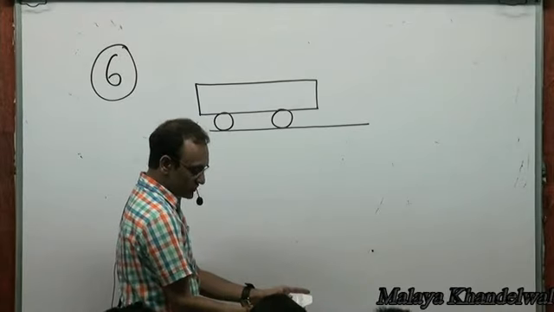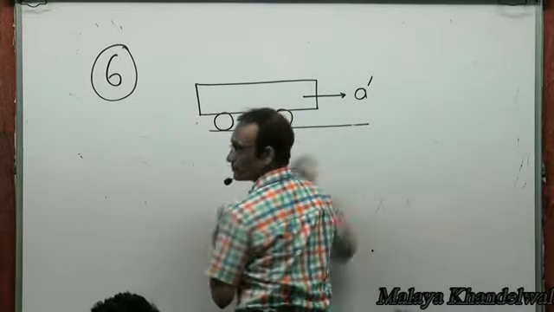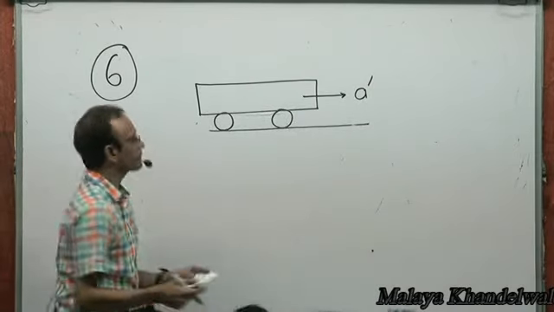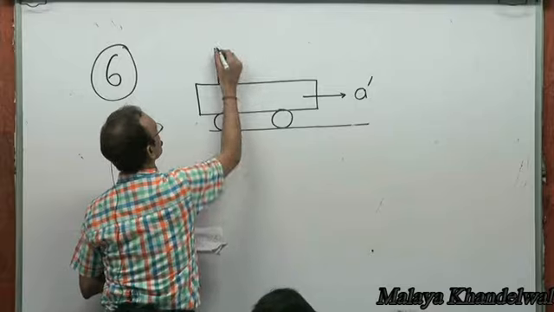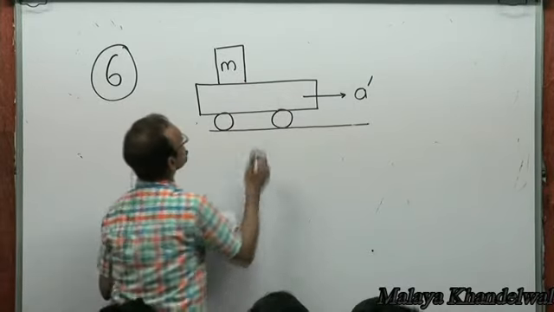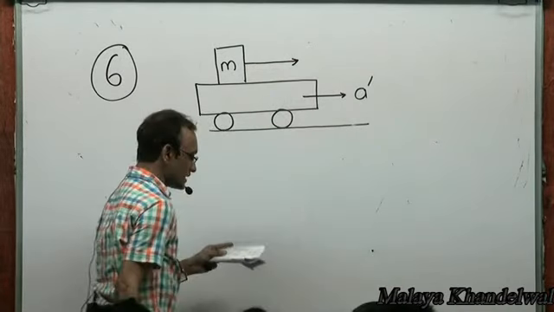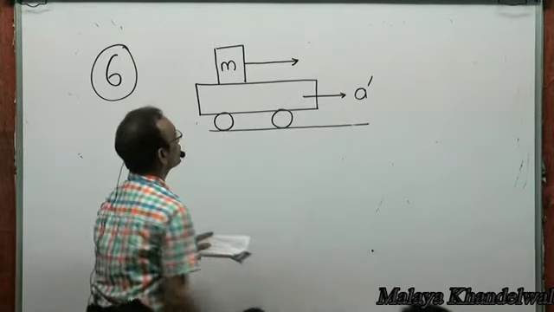And the trolley moves with a constant acceleration a prime to the right. There is a mass m, and some man is pulling it with a force T, causing m to have an acceleration a with respect to the trolley. a is the acceleration of small m with respect to the trolley.